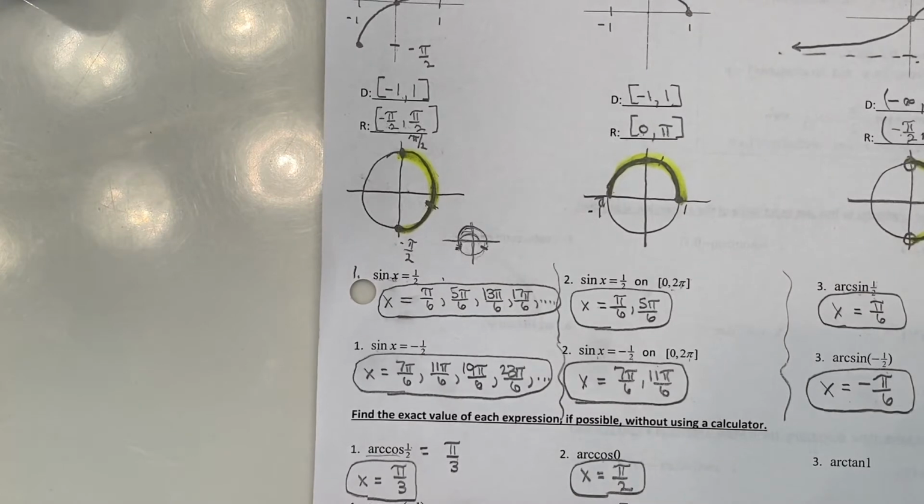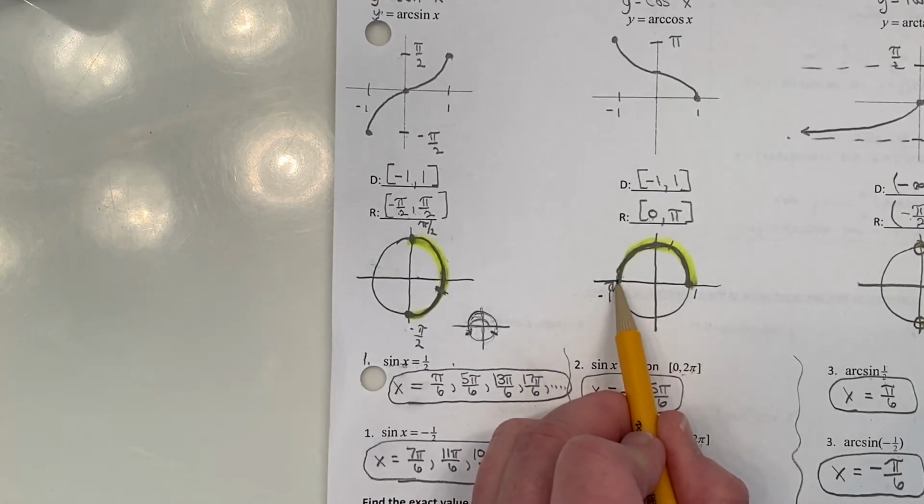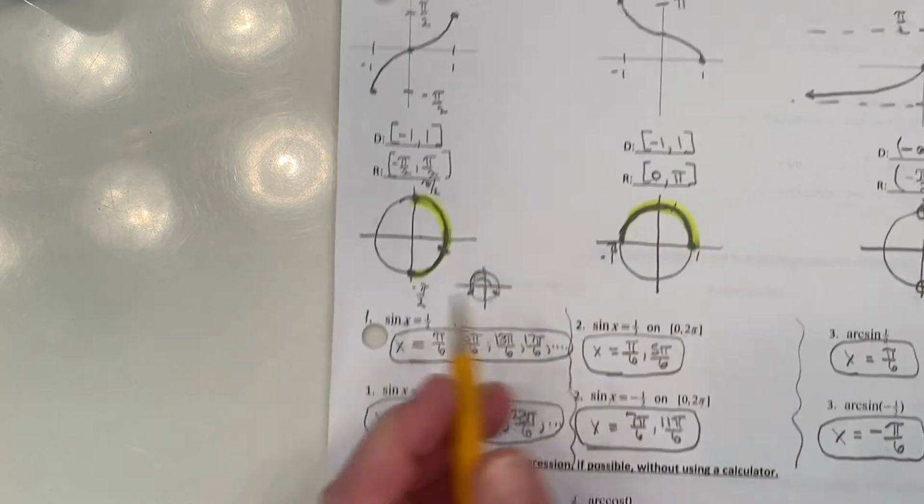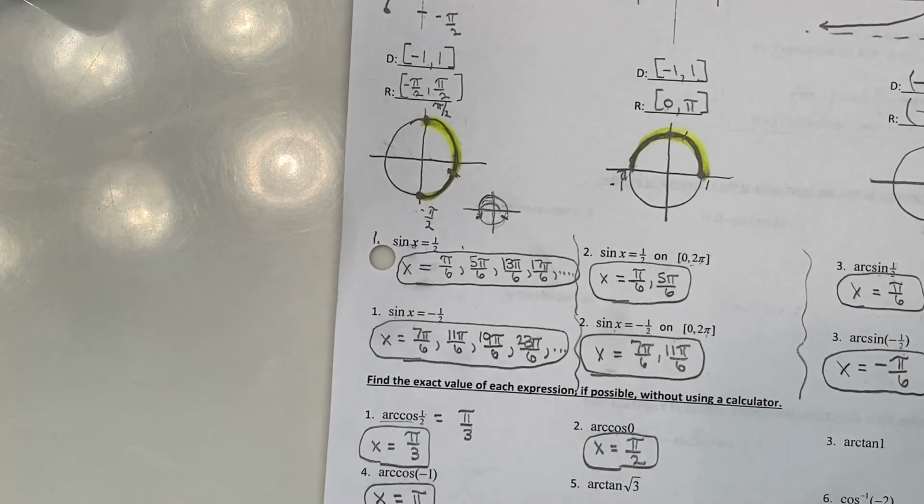Okay, we'll come down to number 4. What angle has an x-coordinate of -1? Well, -1 is over here. What does that angle measure? That's going to be pi. All right, nothing different really from the unit circle right now. Let's go to number 6.